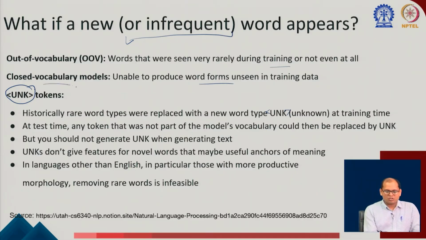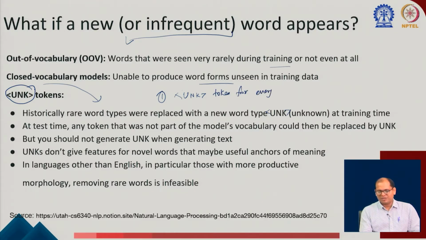Unknown is not a good solution, because first, every rare word will be treated exactly the same. Right? They may be very different in meaning, in the spelling, but they will be treated exactly the same. They will be replaced by unknown token. So this is one problem. Second problem is, so token for every rare word.